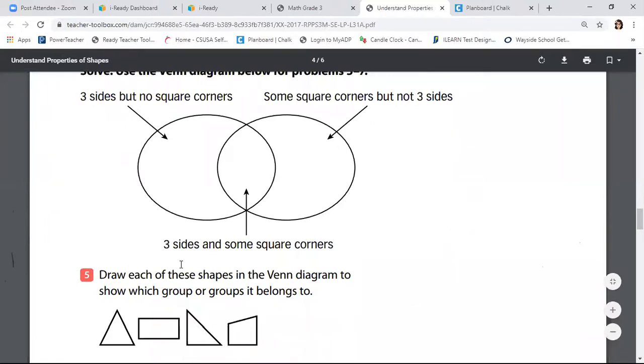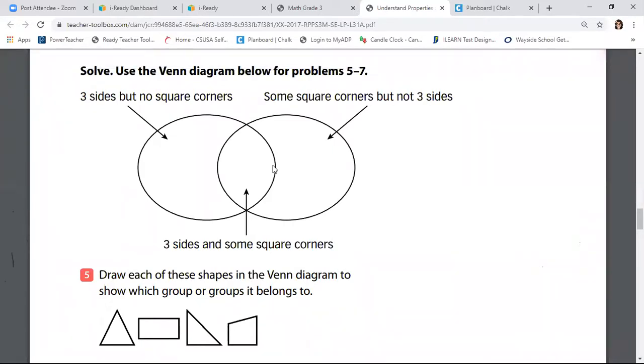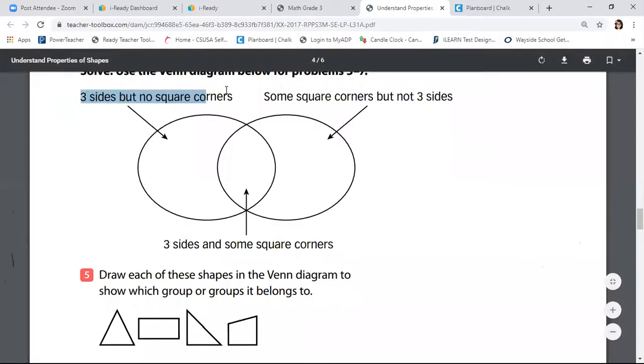Okay. So we have this Venn diagram. Venn diagrams aren't only for reading. They are also for math. And we have 3 categories. We have 3 sides, but no square corners. 3 sides and some square corners. And then we have some square corners, but not 3 sides. And we're going to use these 4 shapes right here. So draw a little Venn diagram, and then I want you to redraw these shapes to see where they go.